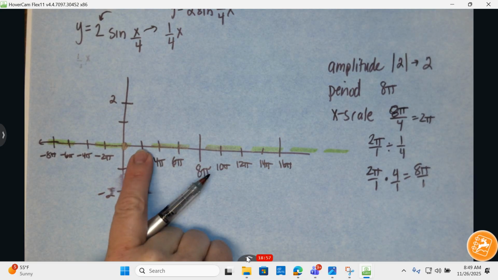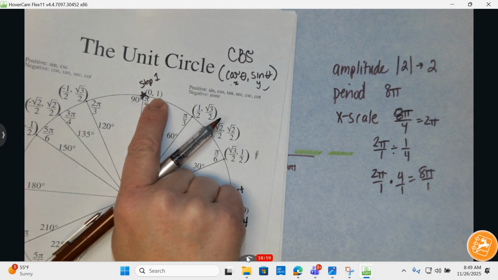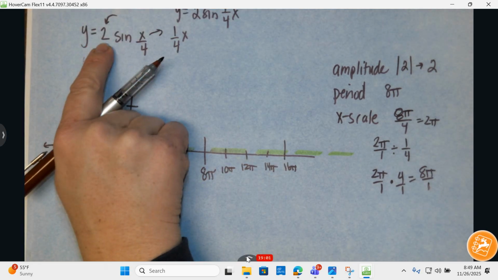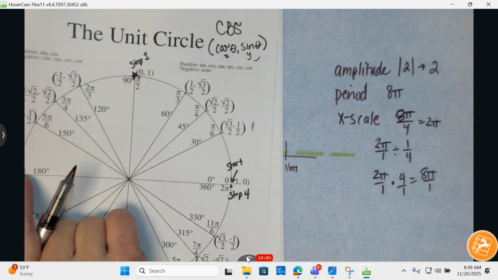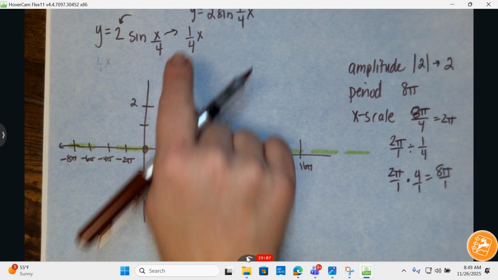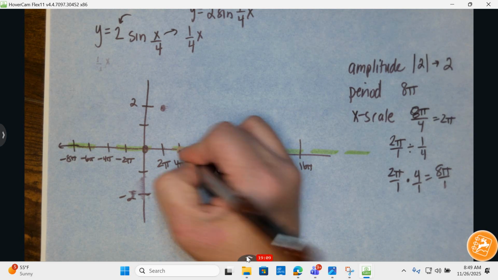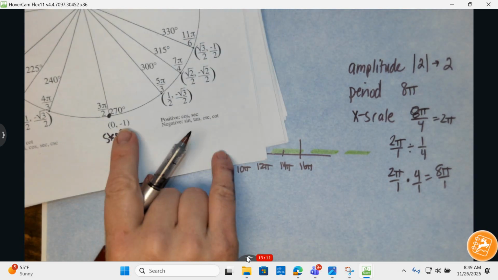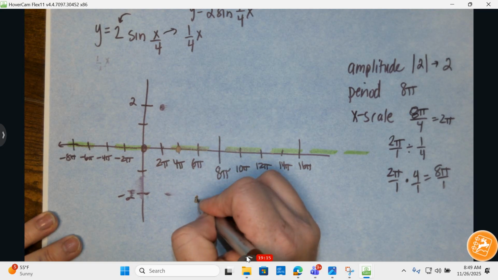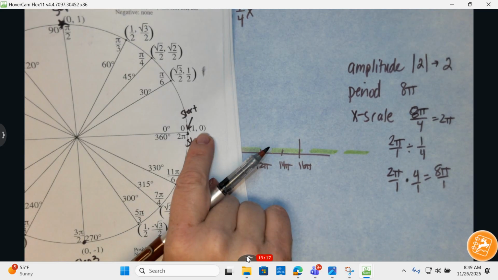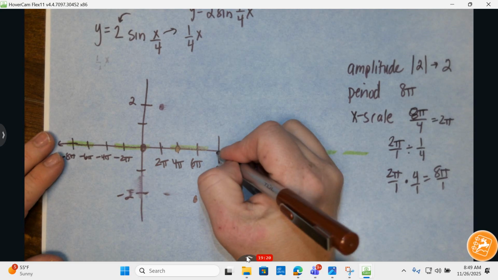Okay, we're on step 1. We have an output value of 1. 1 times 2 is 2. Go to step 2, the output value is 0. 0 times 2 is 0. Go to step 3, we're at negative 1. Negative 1 times 2 is negative 2. And lastly is 0. 0 times 2 is 0.